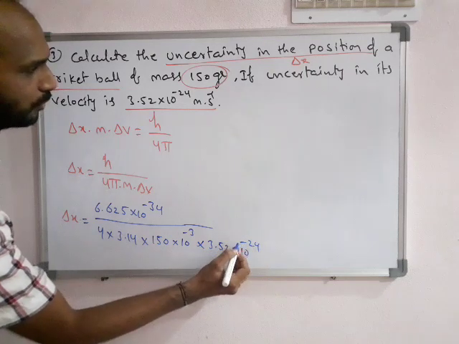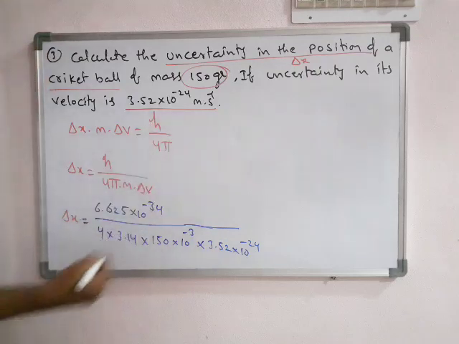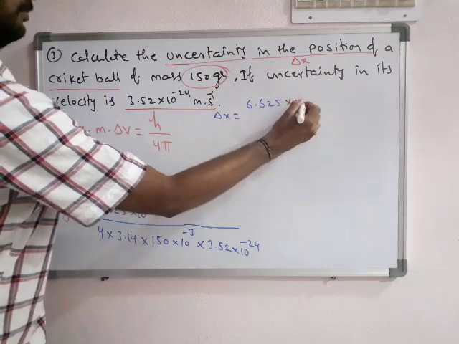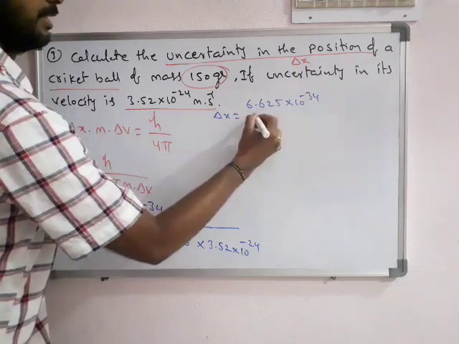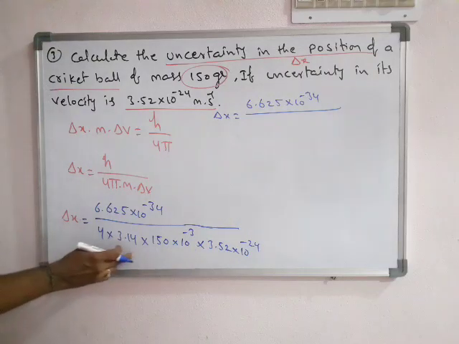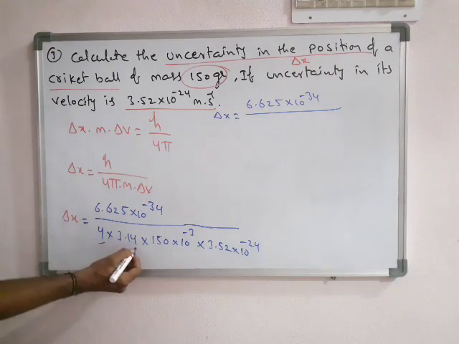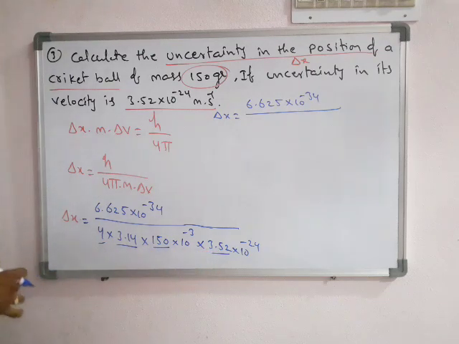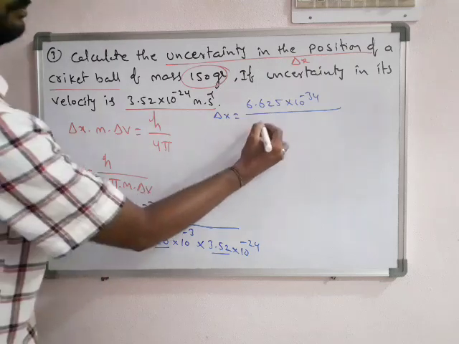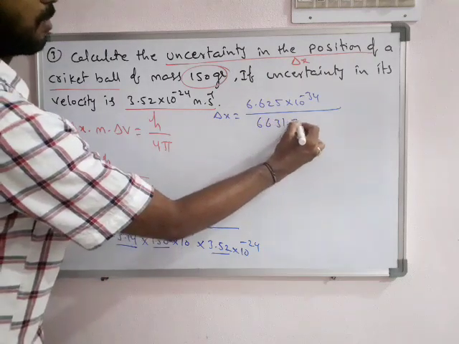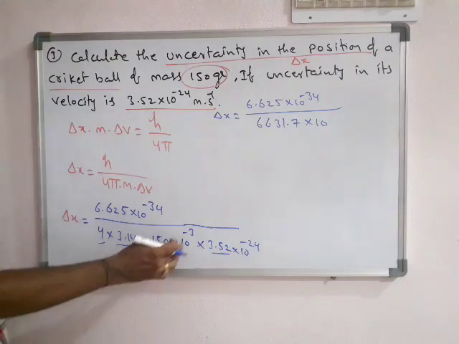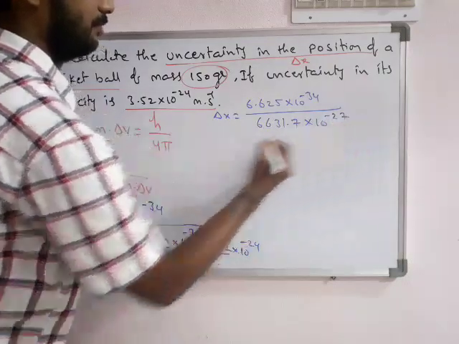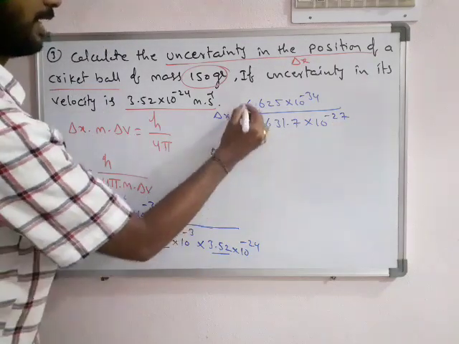Power minus 24. Delta V is given that. So 34. On this total calculation, 4 into 3.14 into 150 into 3.52, we will get approximately 6631.7 into 10 power minus 3, minus 24. Here we get minus 27.